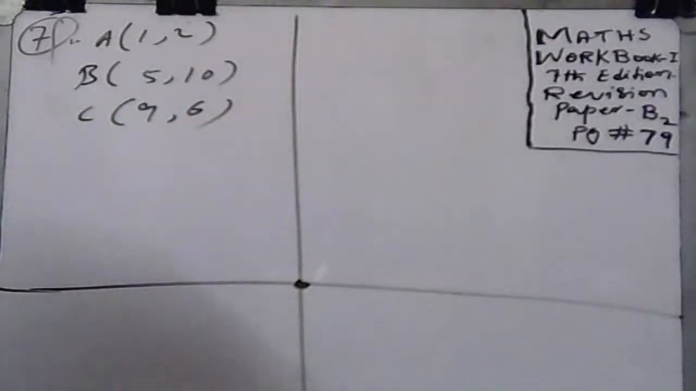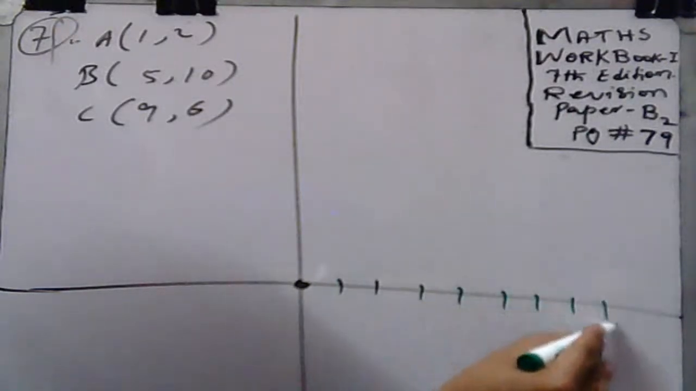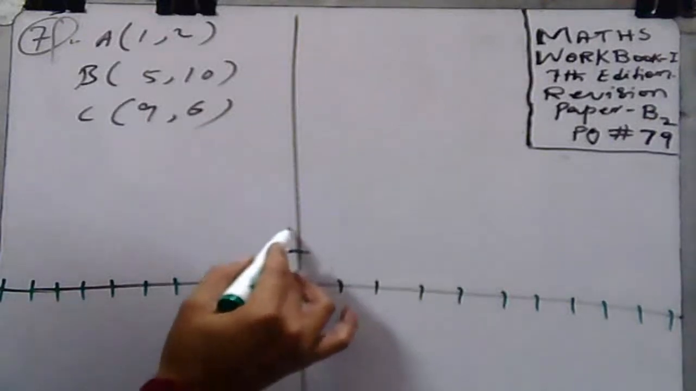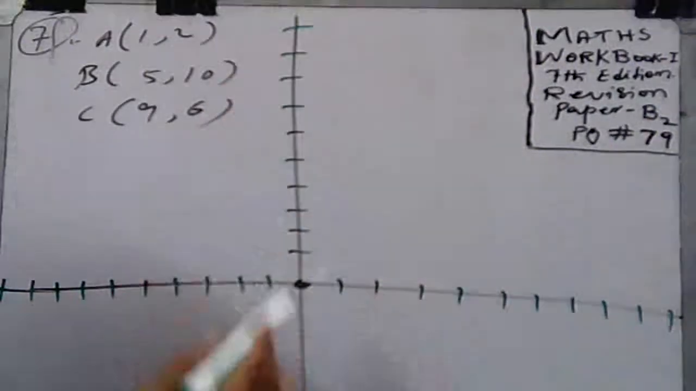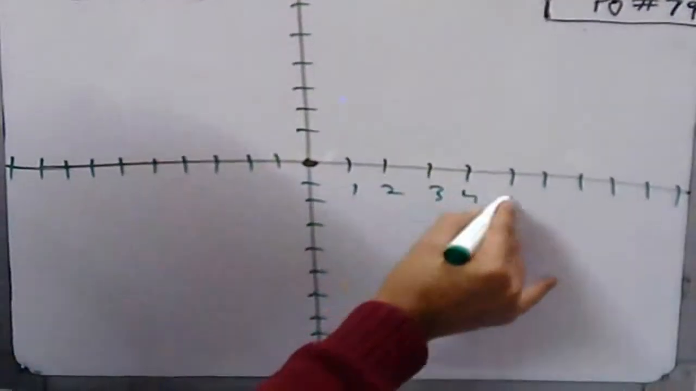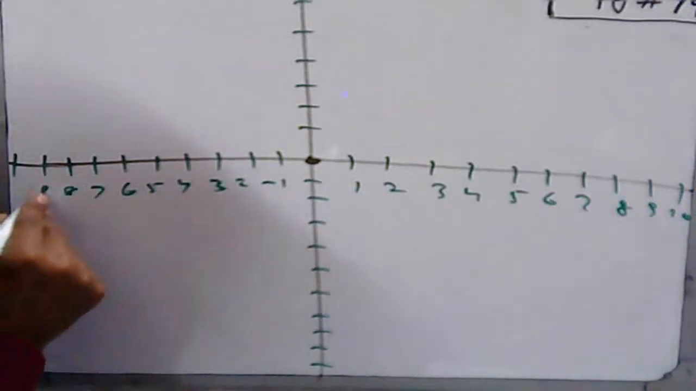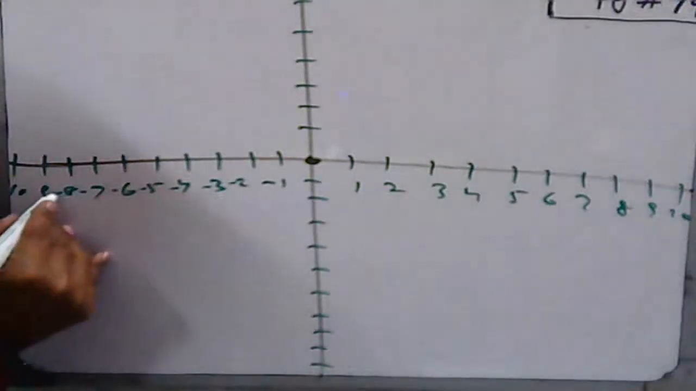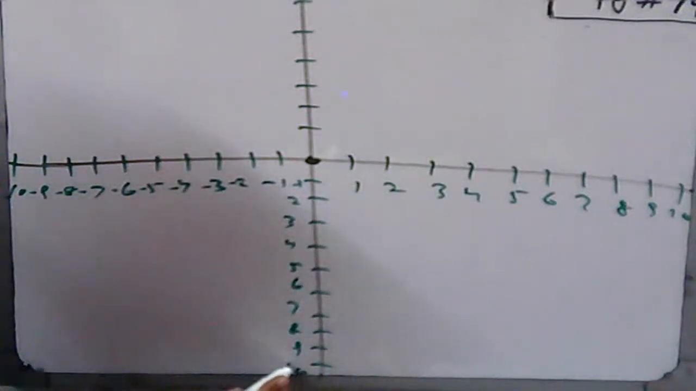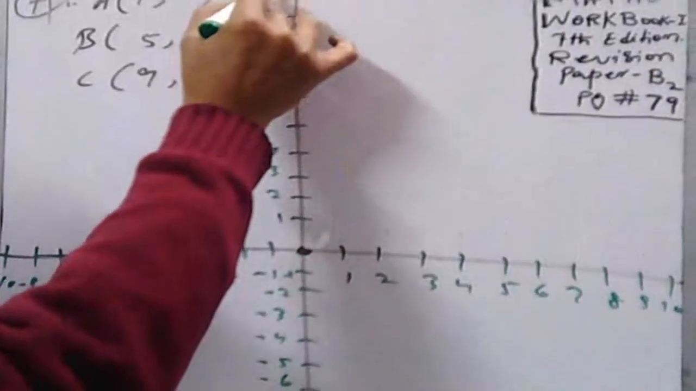First of all, draw the axes here, marking 1, 2, 3, 4, 5, 6, 7, 8, 9, 10 on the positive x-axis and the positive y-axis. Similarly, mark minus 1 to minus 10 on the negative sides. So this is your graph, with the origin 0, 0.